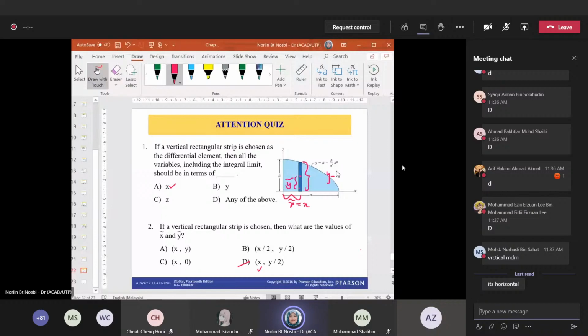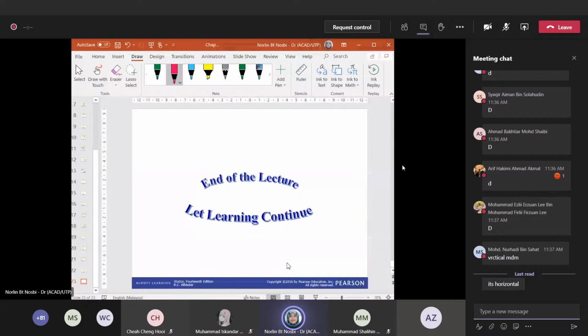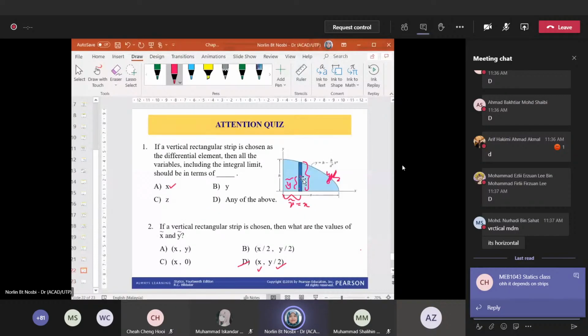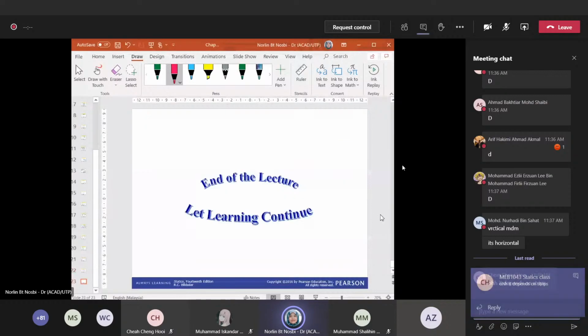Okay, so we have done the first part of this chapter 9. It depends on the shape, whether vertical or horizontal. Now we have another 10 minutes, so let me continue with chapter 9, part 2.